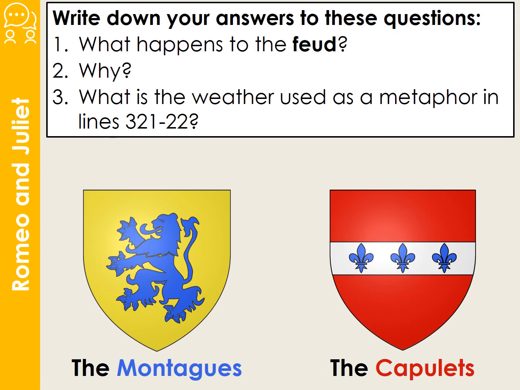Now we've read the final part of the play, I want you to just jot down in note form, this is just for you, you don't need to hand them in, your answers to these questions. What happens to the feud at the end of the play? Why does that happen? And what is the weather used as a metaphor for in lines 321 to 322? So you'll need to go back and look at the extracts we've just seen in order to do this. Pause the recording now and just write down your ideas in response to these questions.